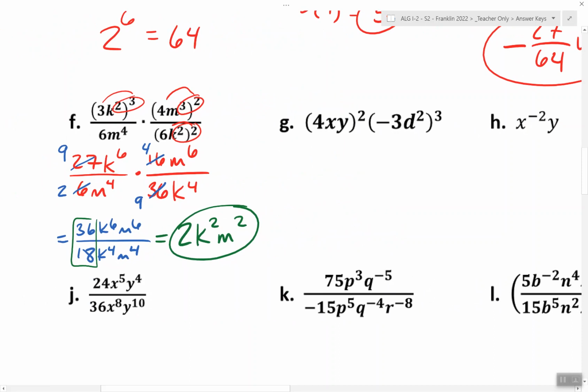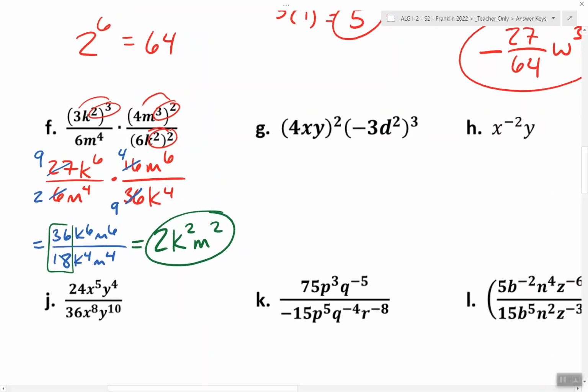So simplify, do your exponents first. Simplifying a little bit ahead of time makes the coefficient work easier. But then multiply across and then divide down.